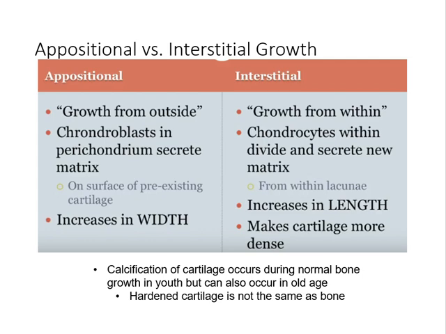And we see that the calcification of cartilage can occur during normal bone growth in youth, and we can start to see kind of a lack of this cartilage growth in areas that should remain flexible. And we see this calcification, or abnormal bone formation, I should say, occur more in old age as hardened cartilage forms, and that's definitely not the same as bone. It's kind of an abnormal condition of hardening.